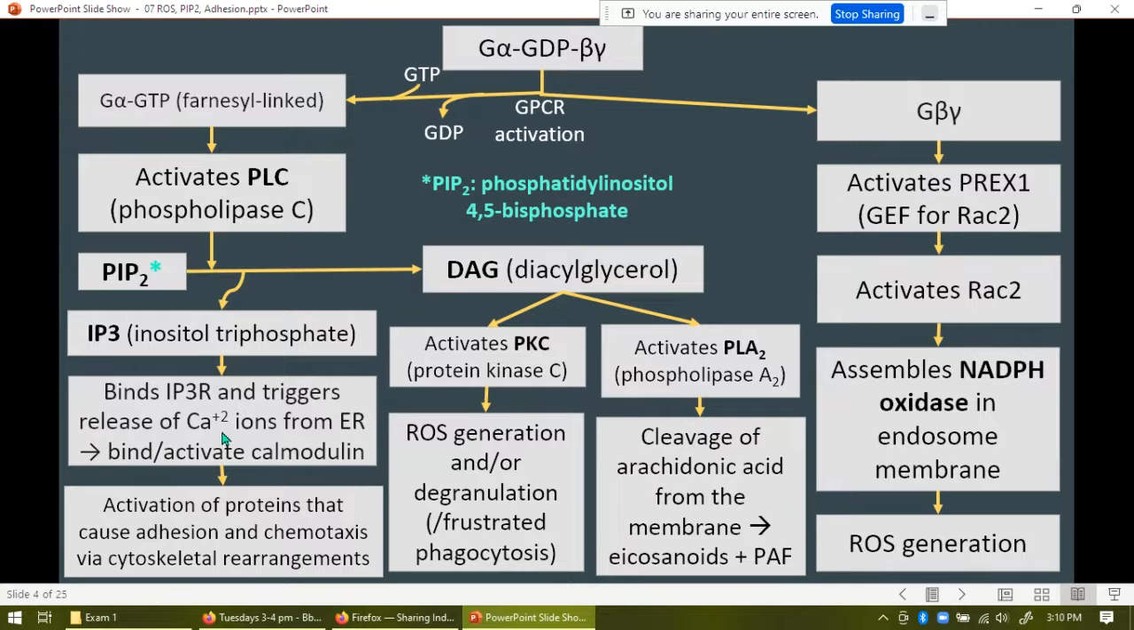Now we have calcium ions leaking into the cytoplasm. We've got an influx of calcium. Those calcium ions bind to and activate a protein called calmodulin. Cal for calcium, because it binds to calcium. Two ions of calcium are going to bind to calmodulin, and calmodulin turns on proteins that cause adhesion and chemotaxis by rearranging the cytoskeleton. So it's going to cause actin to depolymerize and then repolymerize in the direction of the stimulus. So for example, if you stimulate the cell with C5a and most of the C5a is left of the cell, then the cell is going to move left.